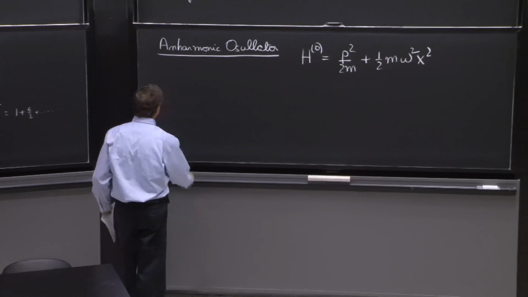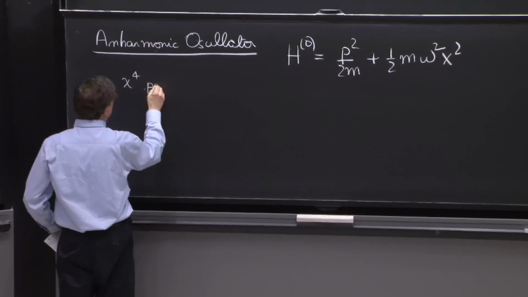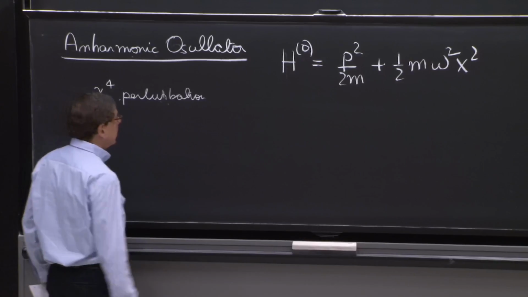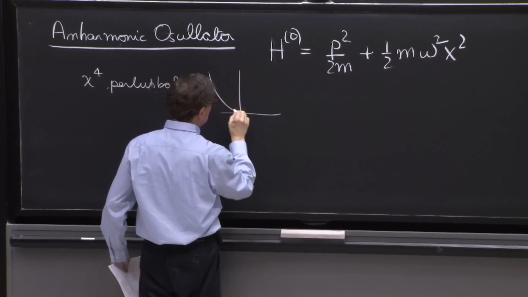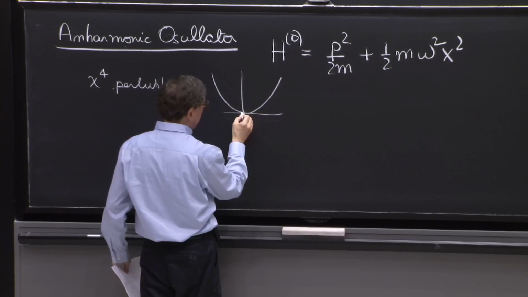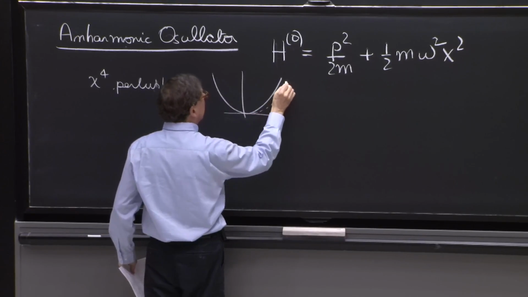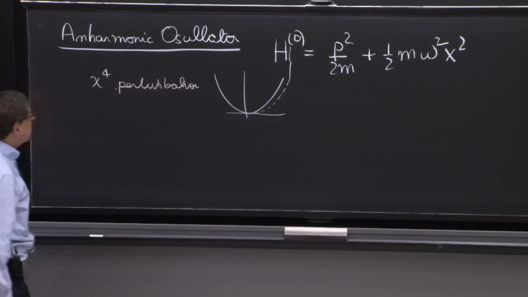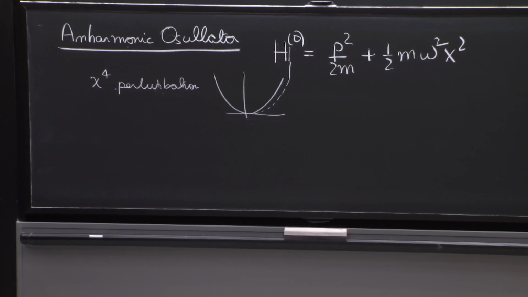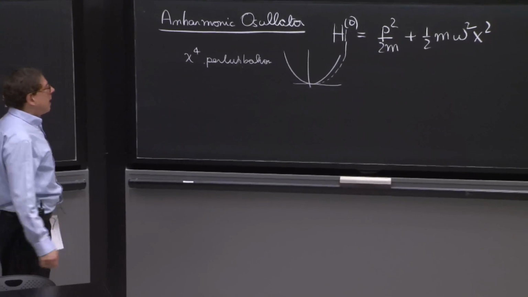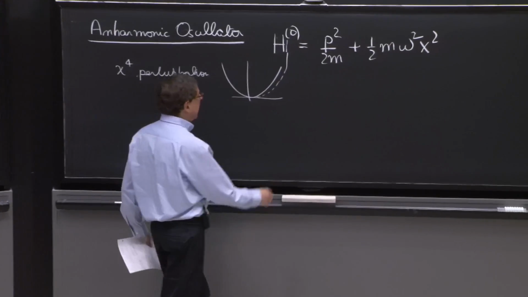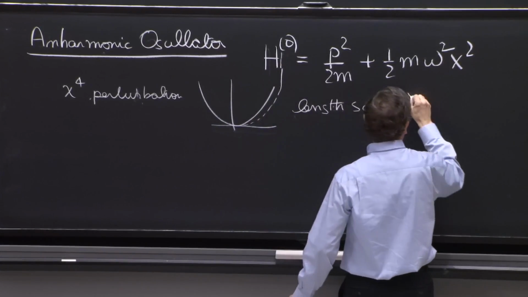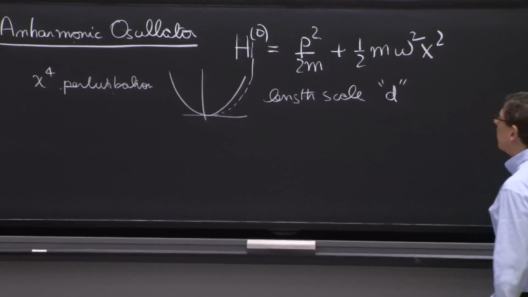So let's try to add an x to the fourth perturbation, which is intuitively very clear. You have a potential, and you're adding now an extra piece that behaves like x to the fourth, and it's going to make this potential blow up faster. Now, in order to get the units right, we need the length scale. There's a length scale d in the harmonic oscillator, and we're going to use it.